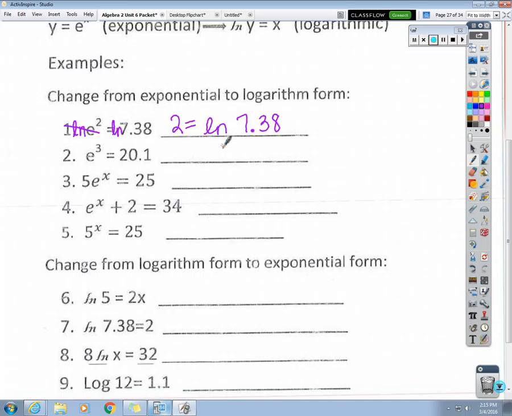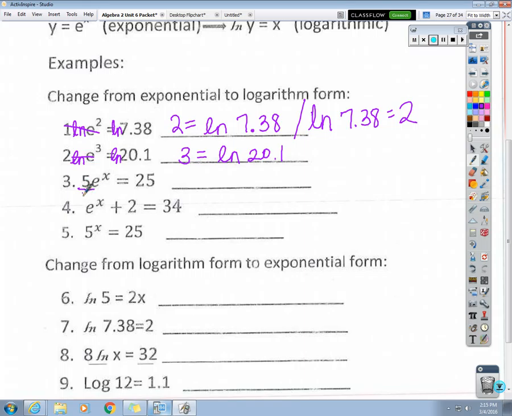So for number 2, to get rid of this E, what do we need to do? Take the natural log. Those cancel out, leaving 3 equals the natural log of 20.1, and you can check it. All you got to do is type in Ln 20.1 and see if you get 3. Now, you could also write them like this. You could write Ln of 7.38 equals 2 if you prefer it that way. It doesn't matter then.